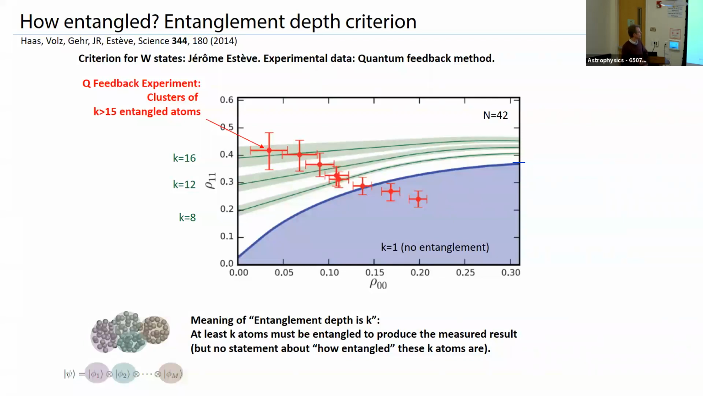And these here are our experimental results, and you see for this result here, in order to produce such a result, you need at least 16 entangled particles in order to get there. Okay, and that now is a quantitative result, and that's how you can see that indeed from the data that we have, we can know that it's a multi-particle entangled state.